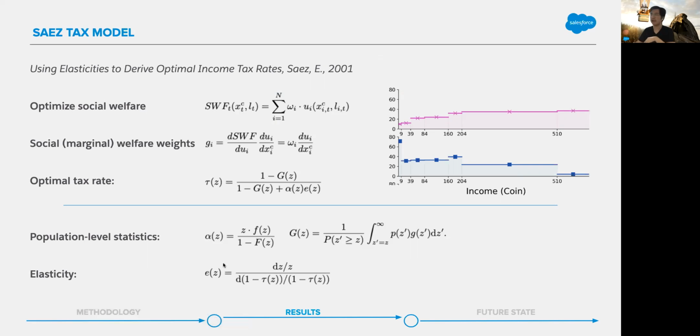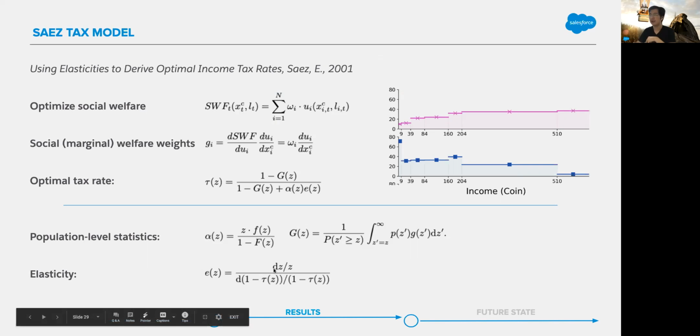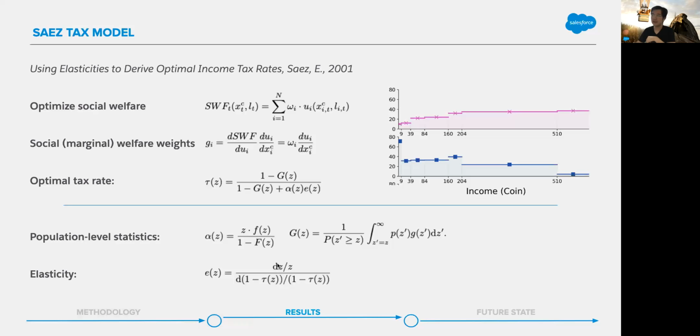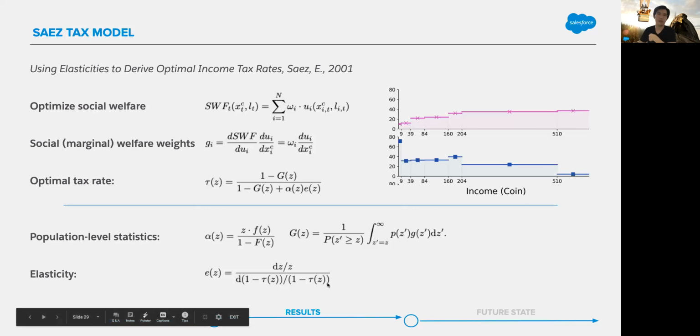So the elasticity is defined as this ratio on the bottom, dz over z divided by d of 1 minus tau over 1 minus tau. The way to read this is that the derivative of income with respect to taxes tells you how much I would change my income, or how much I would choose to not work or work extra as taxes change. And then dividing that by z and 1 minus tau gives you the normalized version of that. And this is like the central thing.